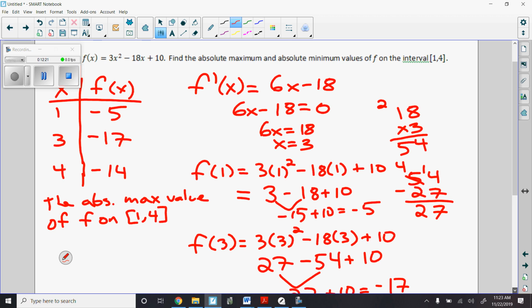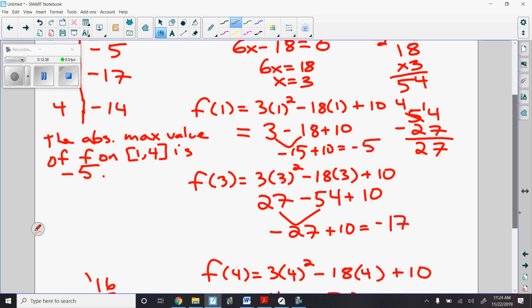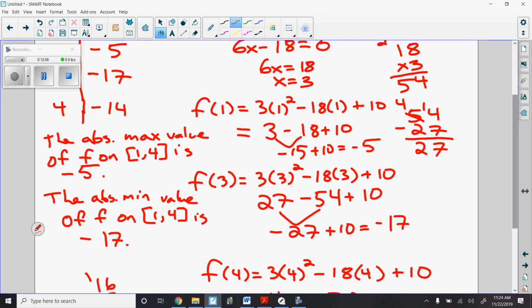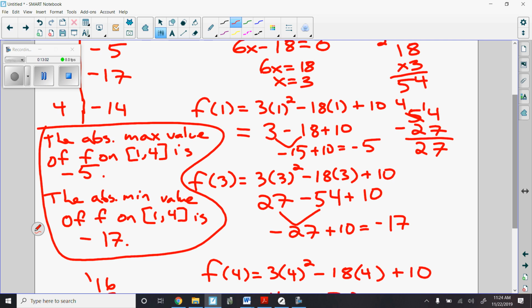And the biggest number here is negative 5. And then for the minimum, that would be negative 17. That would be the absolute minimum. And those are my two answers. Okay, next question.